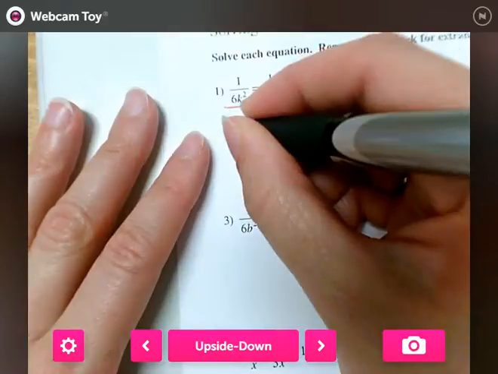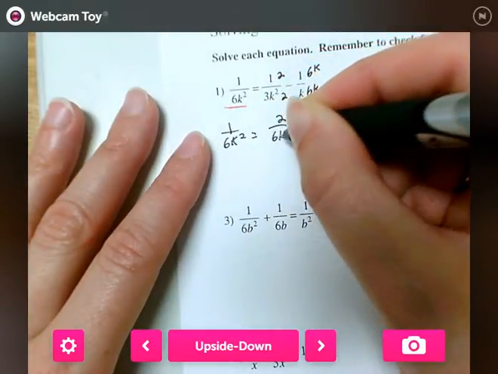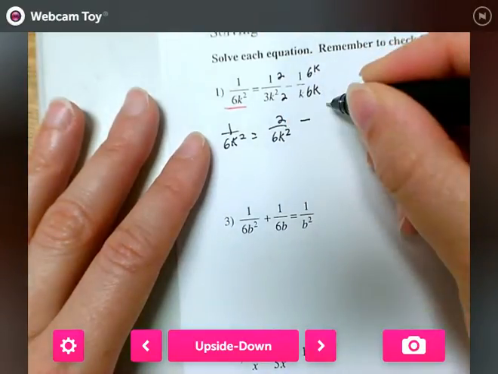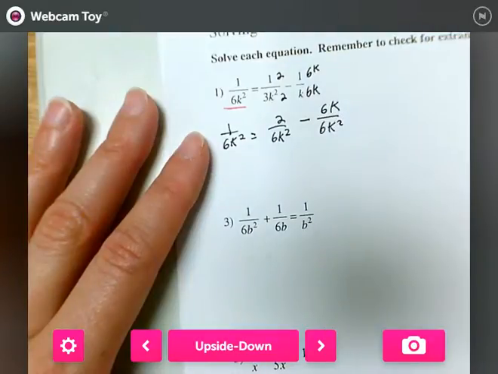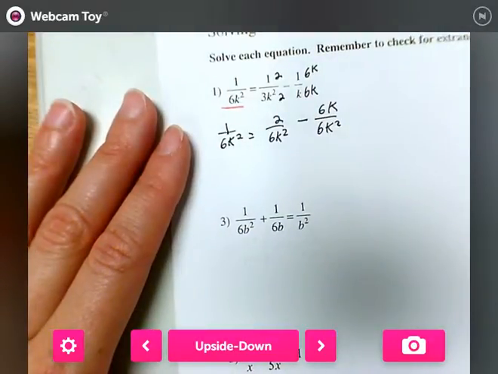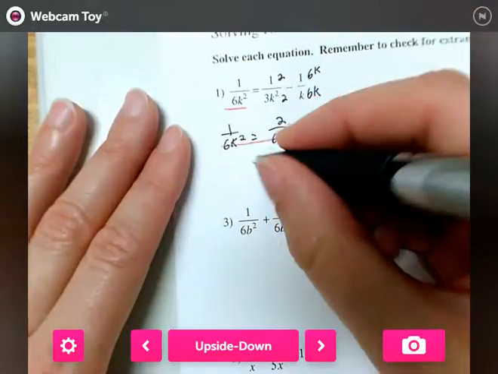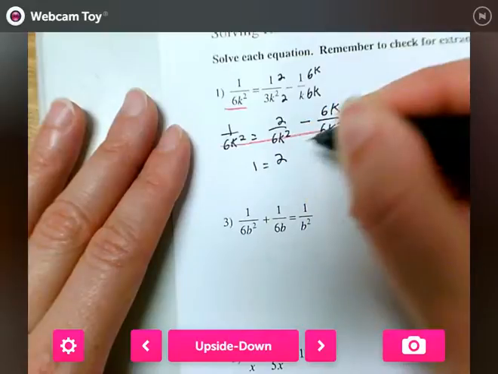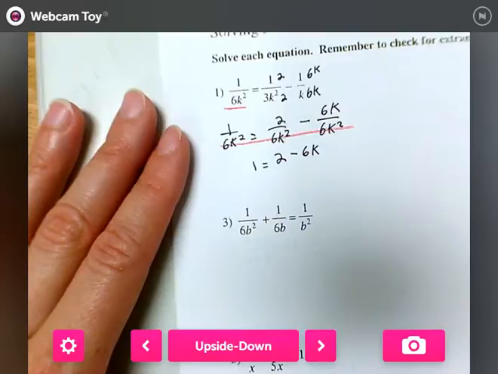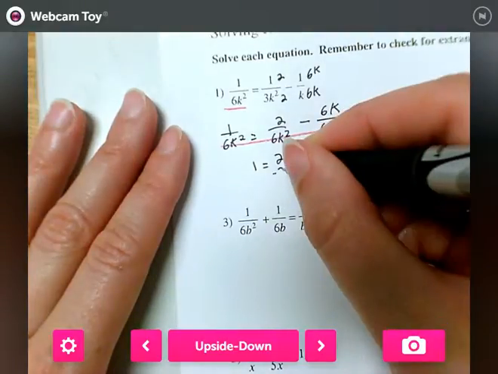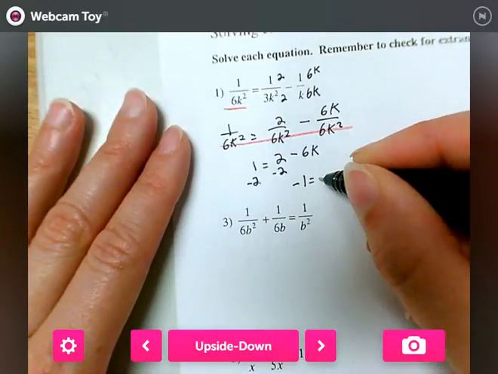So I'm left with 1 over 6k squared equals 2 over 6k squared minus 6k over 6k squared. Okay, are all the bottoms the same? Okay, so now I can ignore them and just make the tops equal to each other. 1 equals 2 minus 6k. Now it's the easy part, right? Once I got that done. Now I'm just going to subtract 2 from each side. And I get negative 1 equals negative 6k.